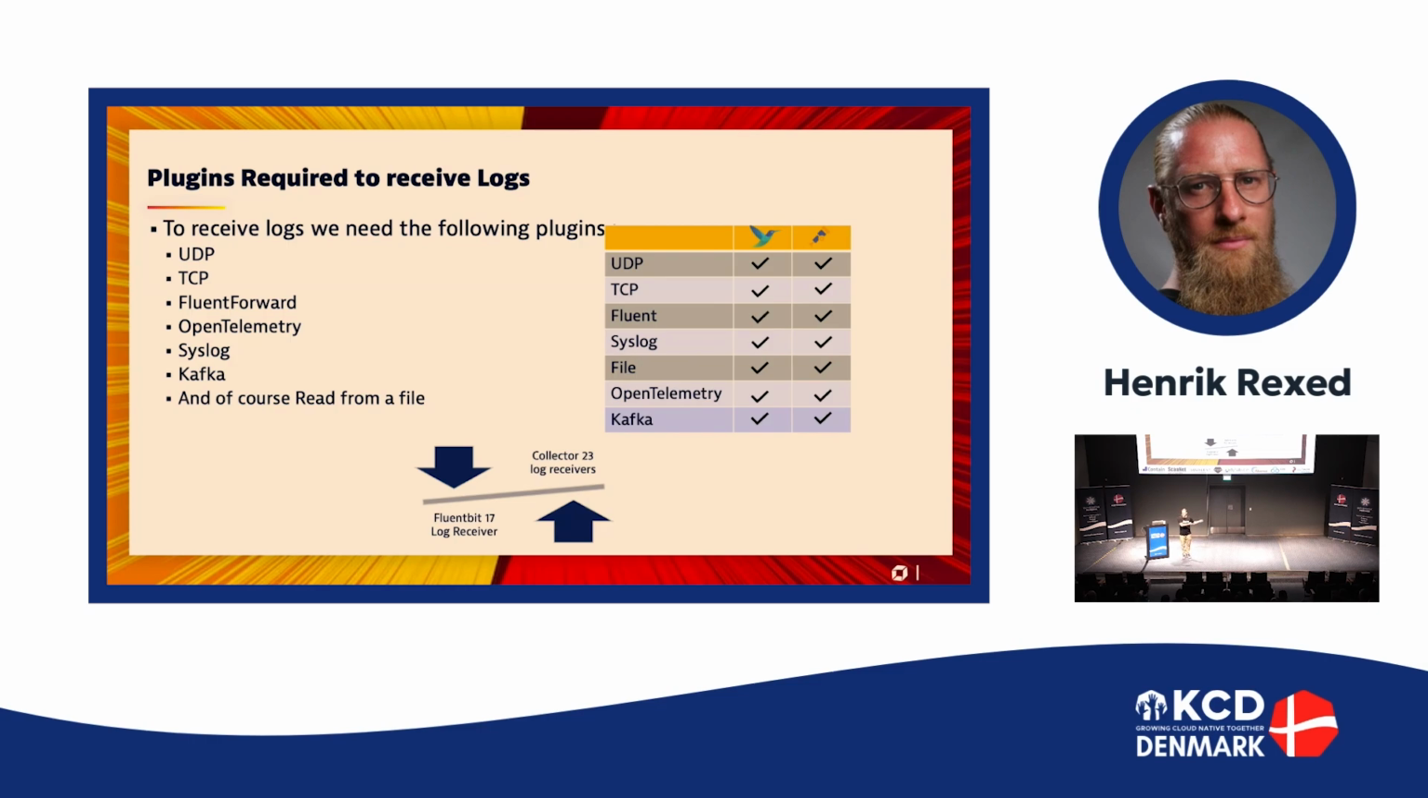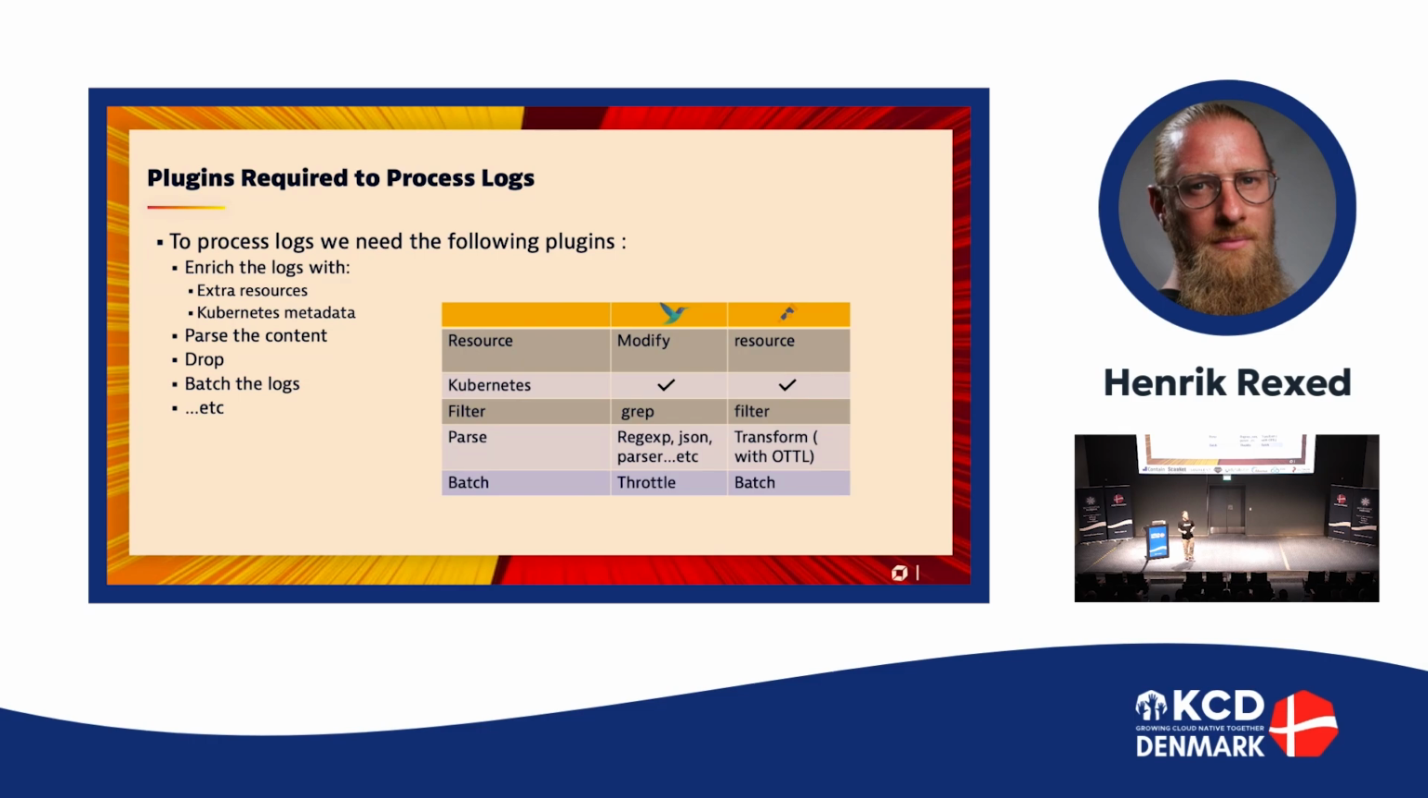If you count the number of plugins in the log space, you can say, hey, the collector has more receivers, but who cares? I have most of the things that I need. I don't need this GCP, whatever, logging stuff, because I can grab it directly at the source, so I don't need it. What do we need in terms of actions on the log itself?